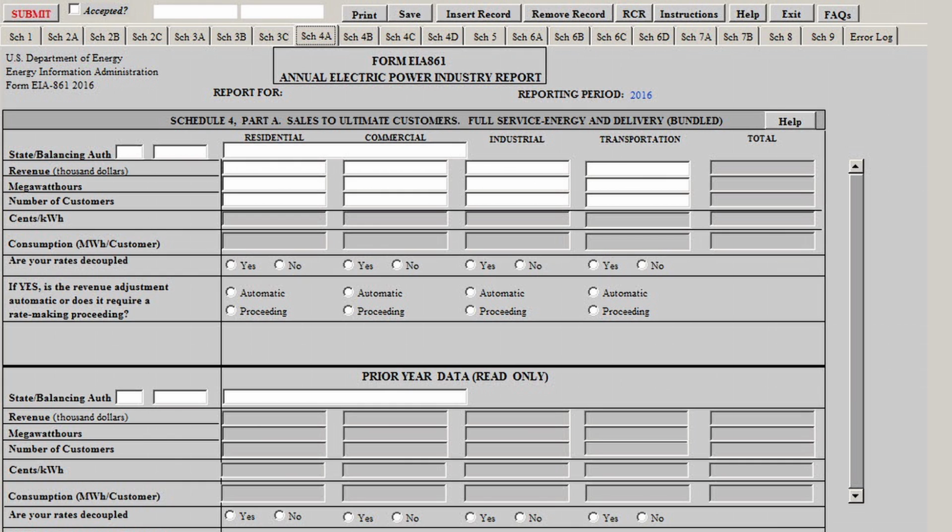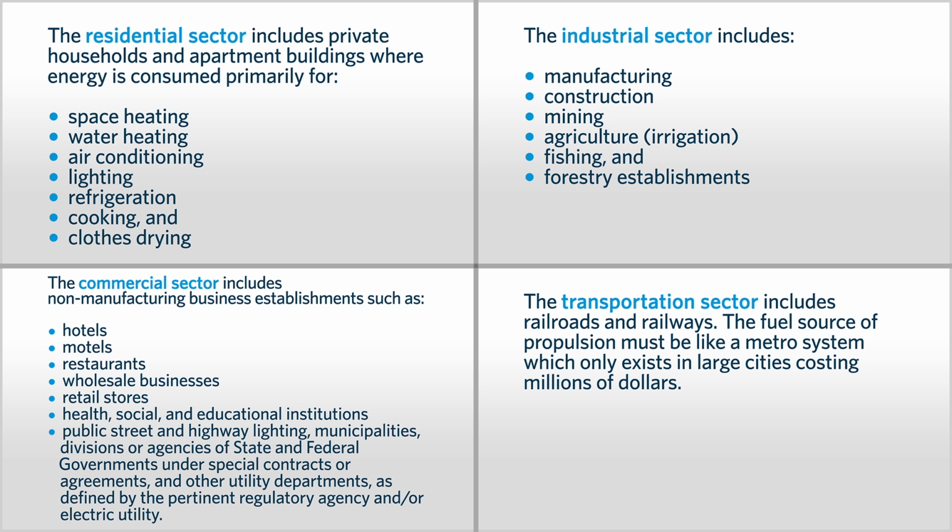The number of customers is the average of the 12-month customer counts, not the end-of-year customer count. Please note each individual bill is considered to be a customer. Data on Schedule 4 must be broken out by state, balancing authority, and sector. The 4 sectors, residential, commercial, industrial, and transportation, are defined by customer type and not by rate or usage. Please review the EIA sector chart located on the instructions.